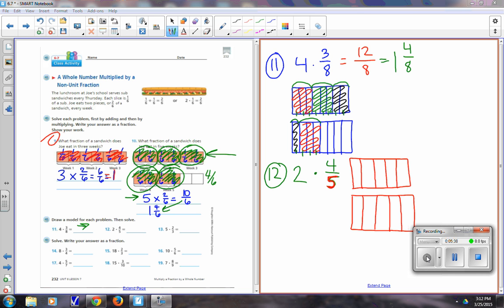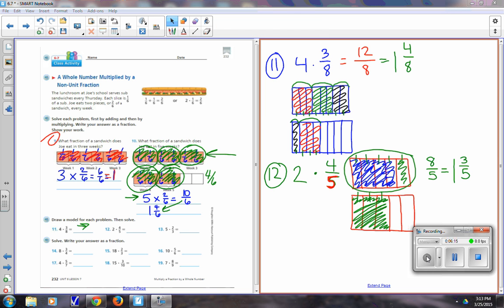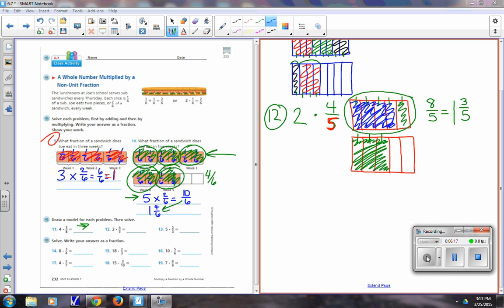So I need to do 4/5 2 times. So here's 1, 2, 3, 4/5. That's once. And I need 1, 2, 3, 4/5. That's 2. So that equals 1, 2, 3, 4, 5, 6, 7, 8 fifths, or 1 whole and 3 fifths. Hopefully you're seeing my visual representation.